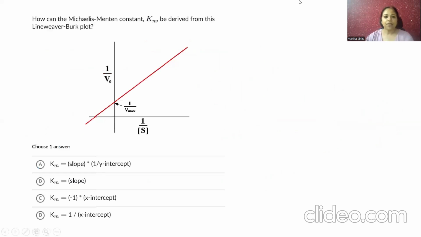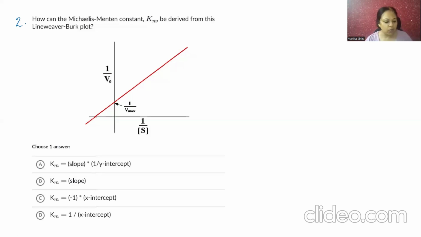Coming to the second question, which is about the Lineweaver-Burk plot: how can the Michaelis-Menten constant, Km, be derived from this Lineweaver-Burk plot? For this kind of question, I would suggest you go over my videos on enzyme kinetics, part 1 and part 2.